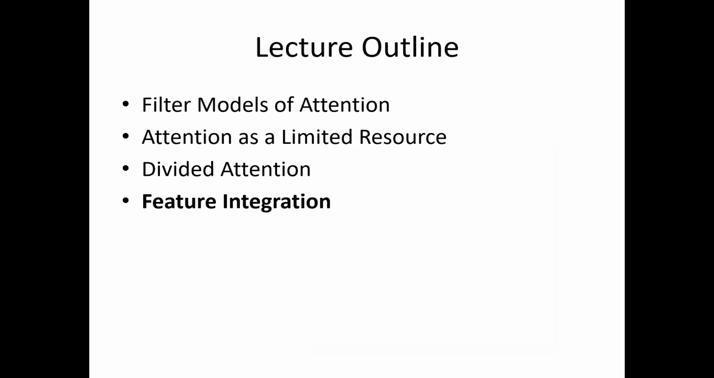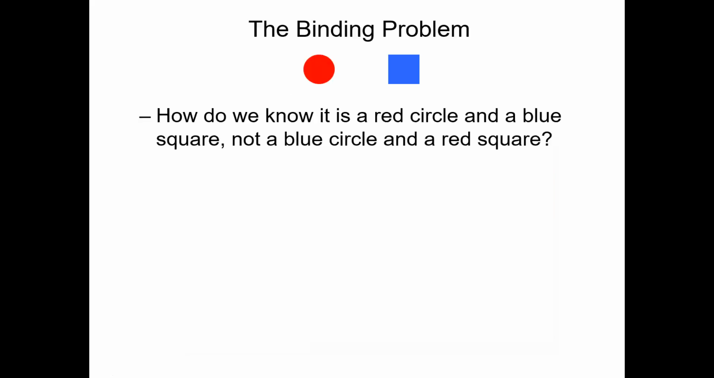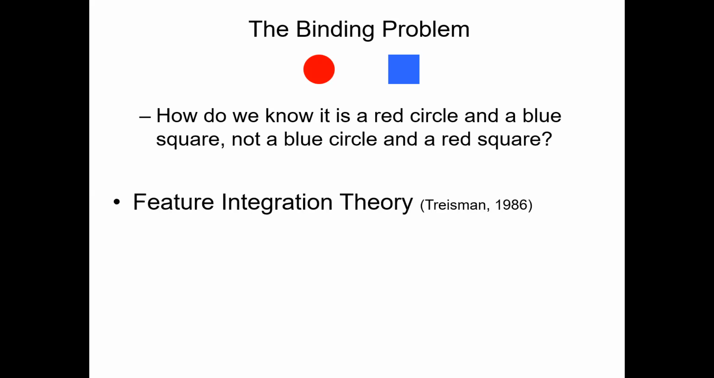All right, then we get into feature integration. So this is the binding problem. So how do we know that this is a red circle and this is a blue square, not a blue circle and a red square? So this looks at Treisman once again, who I mentioned, and this is her refining her theory, which I said we would get to. So this is her in 1986 coming up with the feature integration theory.